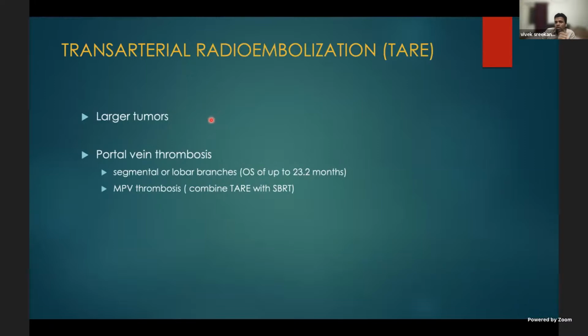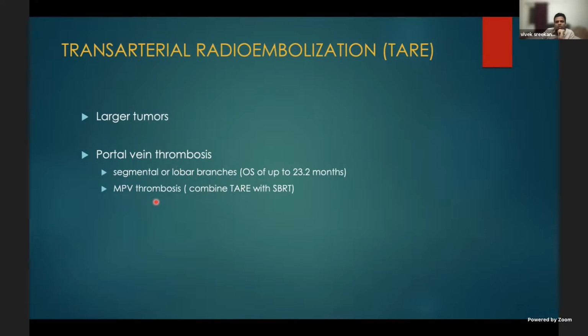Even a solitary lesion in Child-Pugh A of less than 8 centimeters can be taken care of by TARE, where the survival is around 80%. The only drawback of the TARE is the cost, in the Indian scenario. And also for portal vein thrombosis, the segmental or lobar branches up to VP3 portal vein tumor thrombus, that is up to the right or left portal vein thrombosis, we can do TARE.